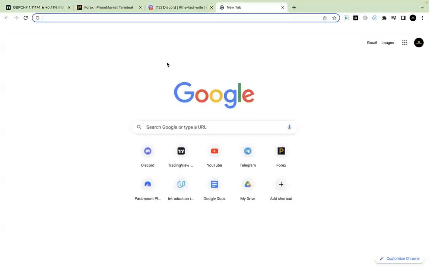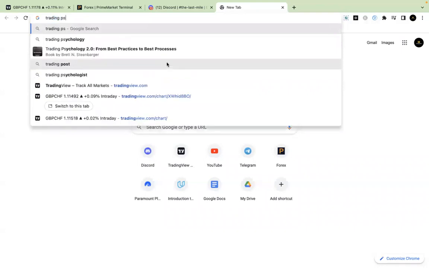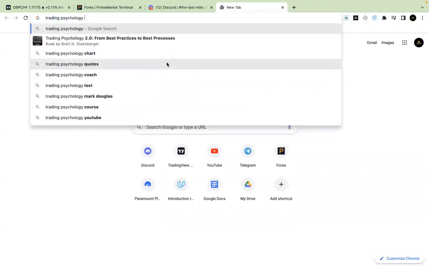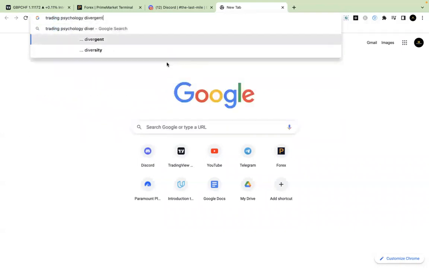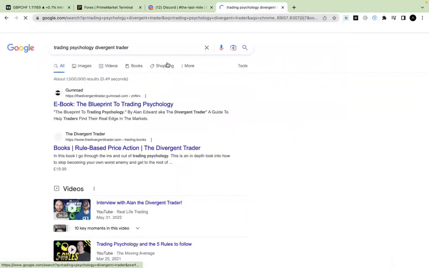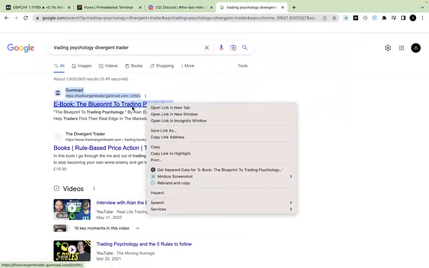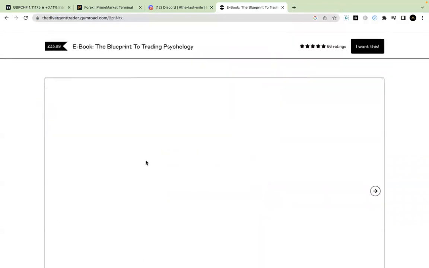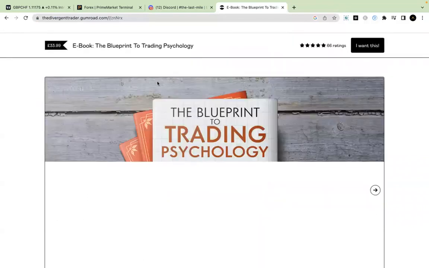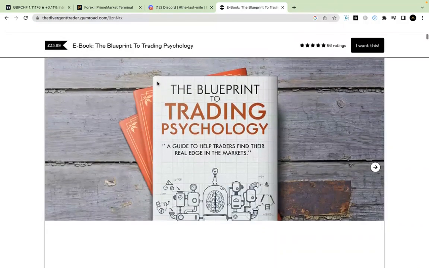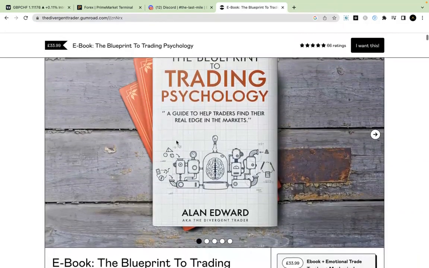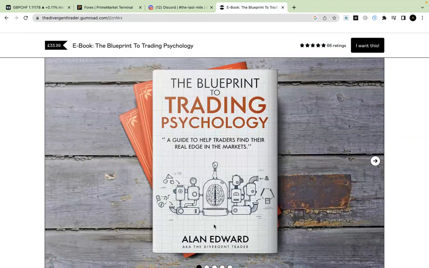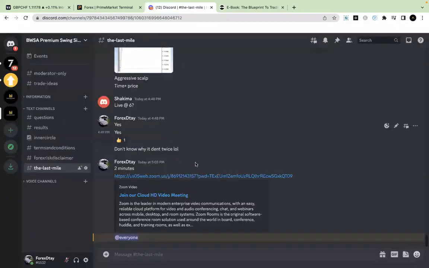And if you haven't, I recommend this book for improving your mental. Trading Psychology by the Divergent Trader. This is the book that I recommend, that I personally have, and it helped my psychology tons. It's like $20 or something like that, and it easily is the best trading book out there. You want to become stone cold in the market? Listen to Alan Edward right here, and this guy is a 7-figure trader, so he knows what he's talking about.